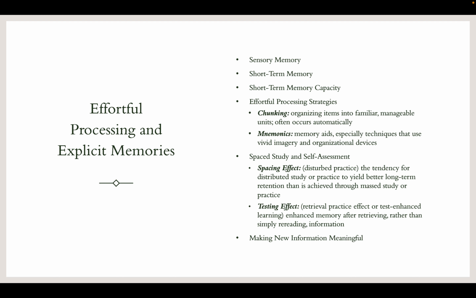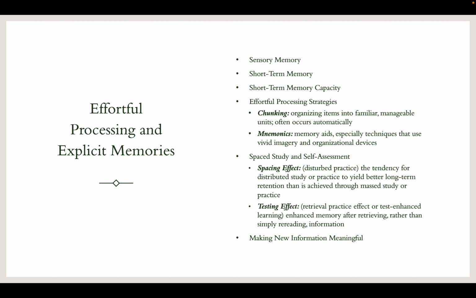The first is chunking. Chunking is organizing items into familiar, manageable units, and it often occurs automatically. We do this automatically, and it's something that we can also consciously do. We can choose to chunk information into familiar and manageable units. However, some things do happen automatically. When counting a number of items, you might group them into sets of 2 or 5 because it's more manageable that way, and that sort of thing.